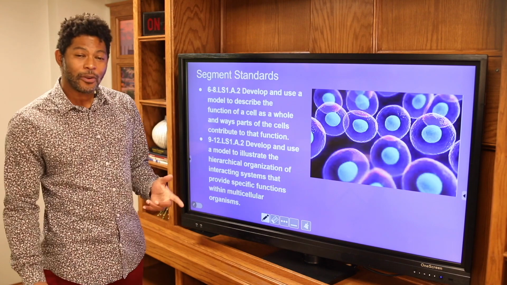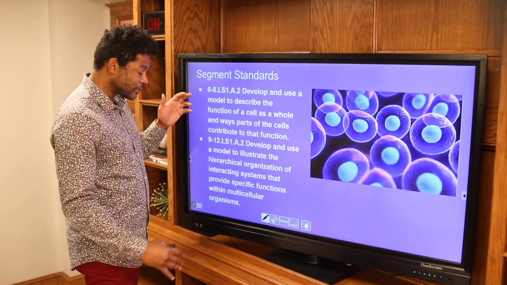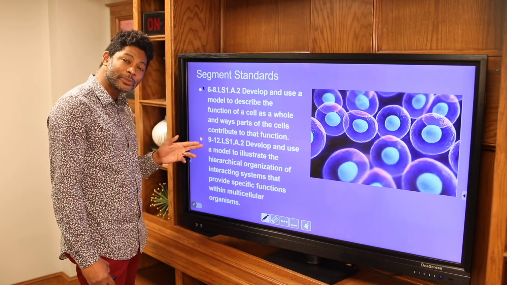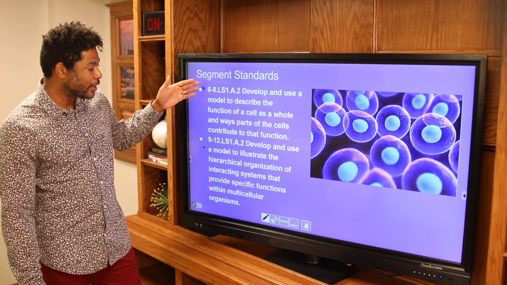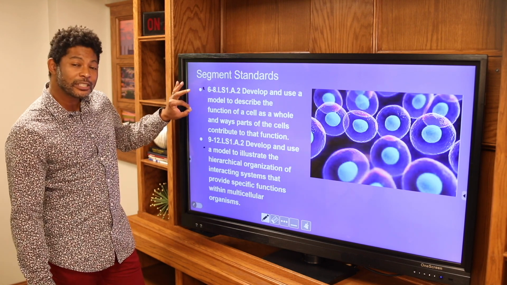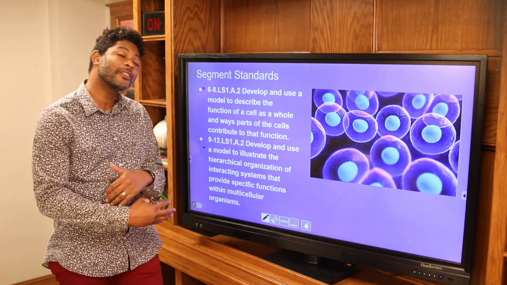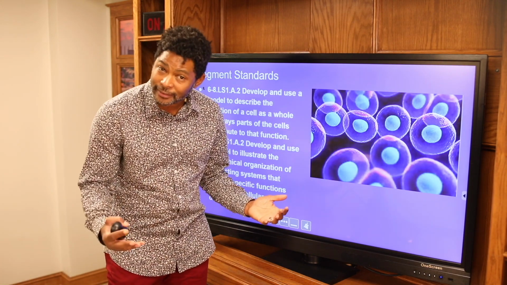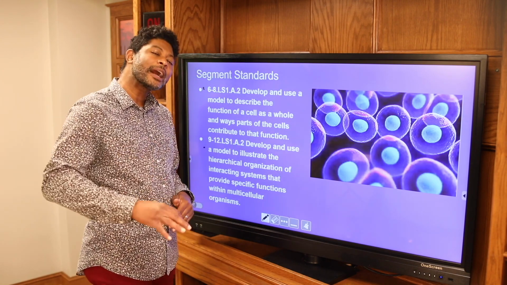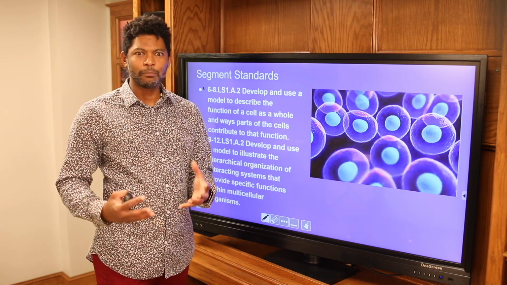Now, as always, we start off with our standard. Just like before, we have our middle school standard and we have our high school standard. In our middle school standard, remember we talked about specifically the functions of cells. So how does a cell carry on the characteristics of life? With the high school portion of this, we're going to be talking about the hierarchy of life, meaning how do we go from one cell to like a blue whale?